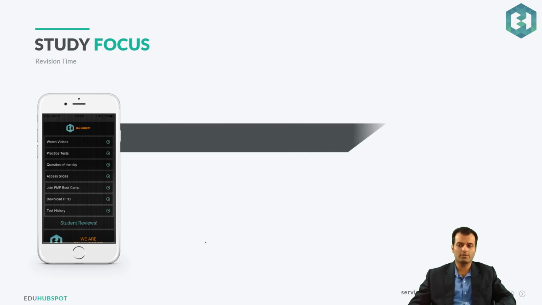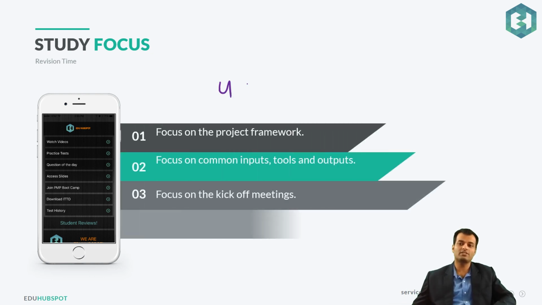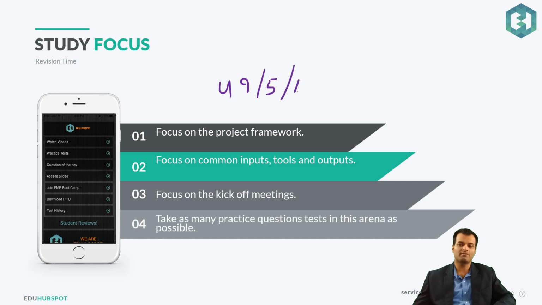So let's do a quick revision. Focus on the project framework. Always remember the 49, the 5, the 10. Focus on some of the common inputs, tools, and outputs. We discussed the change request, the EEF, OPA, business case, and benefits management plan. Focus on the importance of the kickoff meeting and when it is scheduled. You might get some questions on that. And most importantly, practice as many questions as possible.